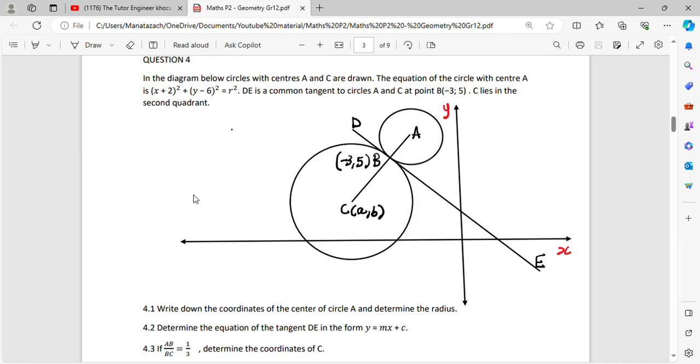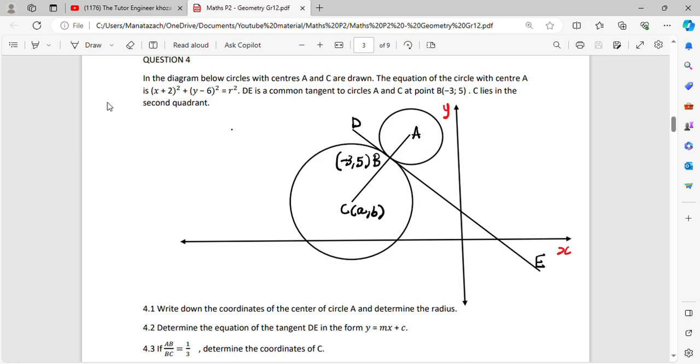So let's start. In the diagram below, circles with centers A and C are drawn. The equation of the circle with center A is this one. DE is a common tangent to circles A and C at point B. C is in the second quadrant. The first question is, write down the coordinates of the center of circle A and determine the radius.